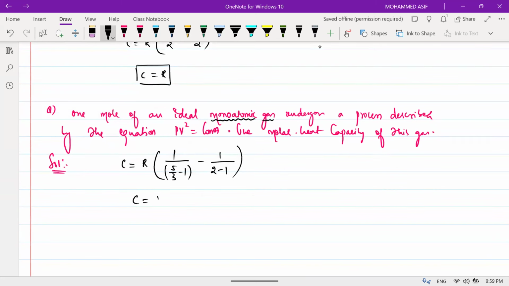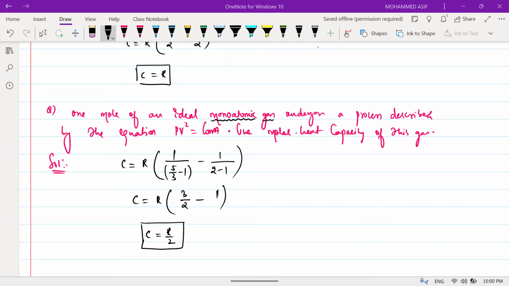C is equal to R into, this value will become how much here? 3/2 minus 1 by (2 minus 1). तो कितना आ गया? C is equal to 3/2 minus 1, कितना हो गया? 1/2. तो answer will become R/2. This is your answer। आ गई बात समझ में?